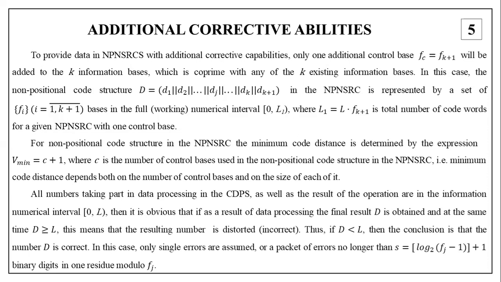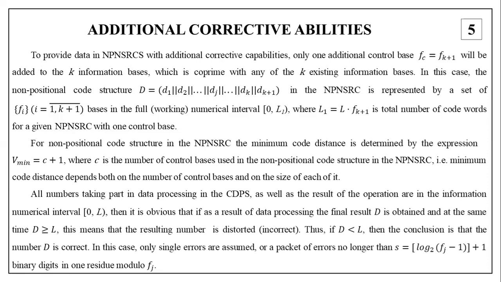In this case, a non-positional code structure is represented by a set of bases in the full working numerical range. The interval is the total number of code words for a given system in residual classes with one control base. For a non-positional code structure, the minimum code distance depends both on the number of control bases and on the size of each base. The decision about the correctness of the final result is made according to simple rules.